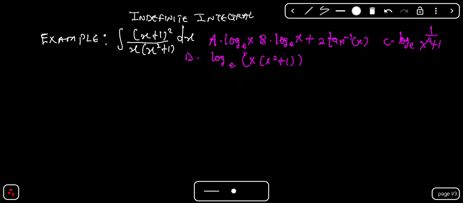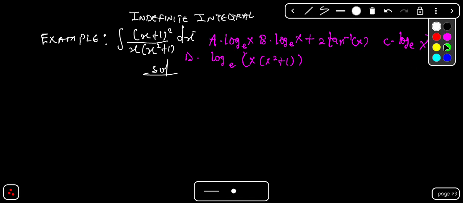Okay guys, so let's dive into the solution. So we want to solve this integral. So you'll be thinking of splitting this into partial fractions, but I'm not splitting. Okay, so this is what I'm going to do. Now the first thing I'm going to do is to expand the numerator.